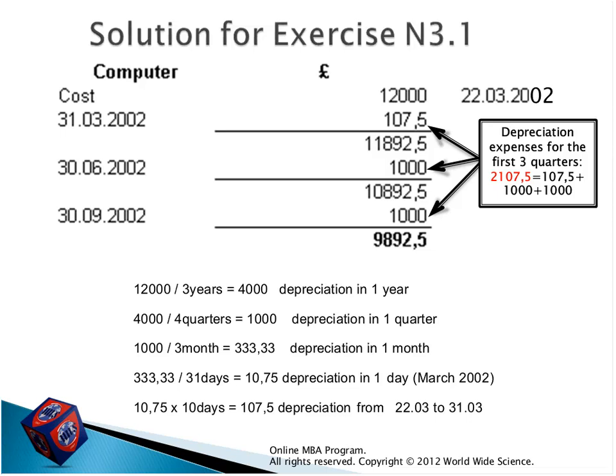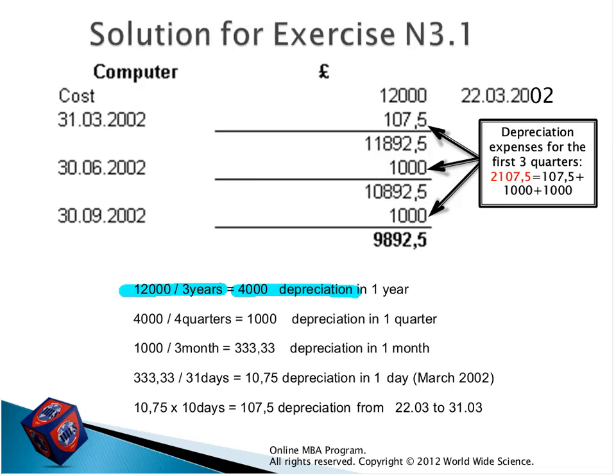First of all, we do a calculation to find the depreciation charges for 1 year. So we must take 12,000, which is the original cost of the computer, and divide by 3, which is the 3 years of useful life of this computer. You will get 4,000, which is the depreciation charges in 1 year, right?